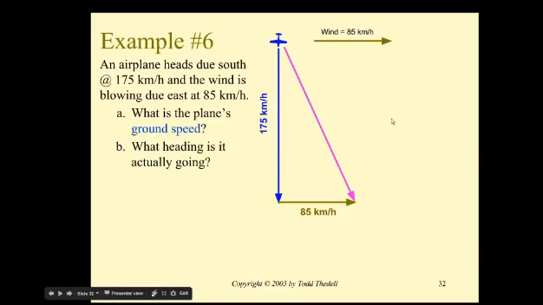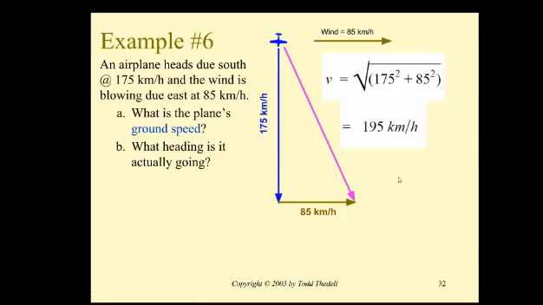So very simply, that calculation is Pythagorean theorem, 175 squared plus 85 squared, square root that. And that is 195 kilometers per hour. So that velocity is faster than the straight velocity, but not the total sum of the two. The next question, what heading is it actually going?